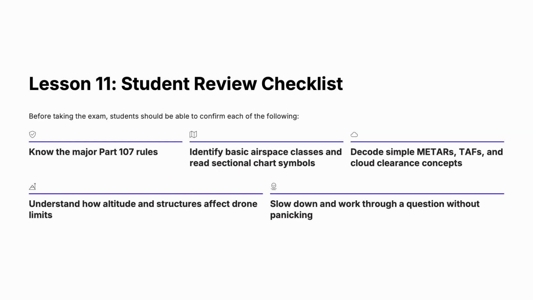Before you move forward, let's run through a checklist of what you should be able to confirm at this point in your studies. Can you state the major Part 107 rules? Can you identify basic airspace classes and read sectional chart symbols? Can you decode simple METARs, TAFs, and cloud clearance concepts? Do you understand how altitude limits affect drone operations? And can you slow down and work through a question without panicking? If you can confidently check off all 5 of these, you're in great shape heading toward the final practice exam.